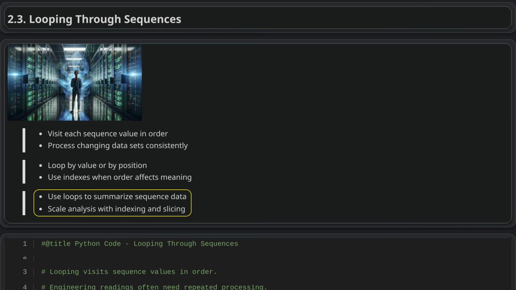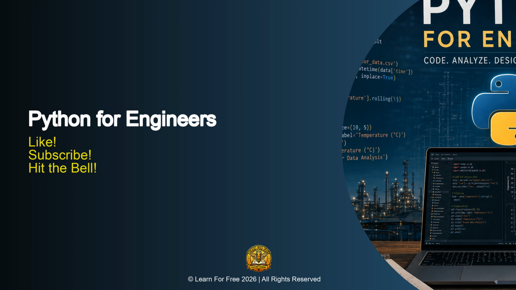Looping turns raw data into useful insights by repeatedly checking values, counting events, adding totals, filtering results, or finding patterns. It works consistently across many fields, such as energy, manufacturing, environmental monitoring, and transportation. Combined with indexing and slicing, looping is a scalable way to analyze ordered datasets, from small collections to large streams of sensor data.